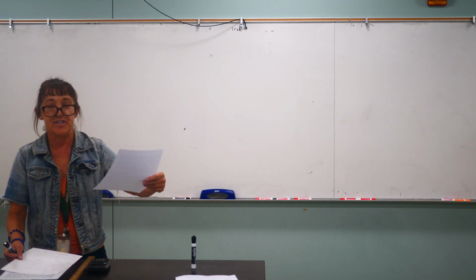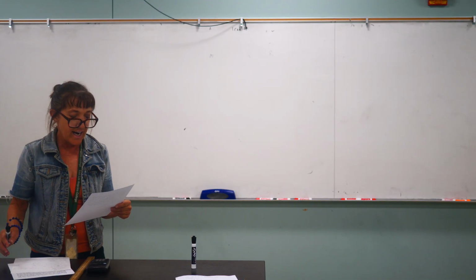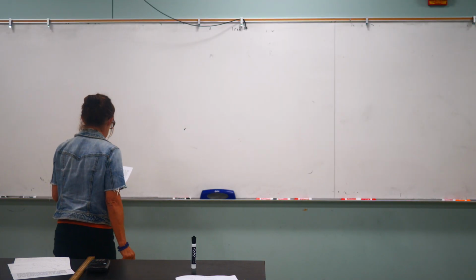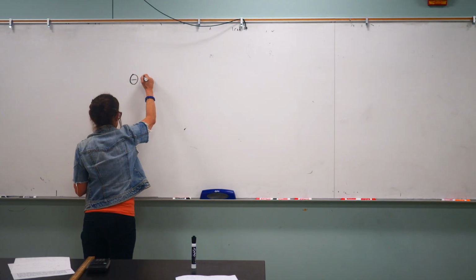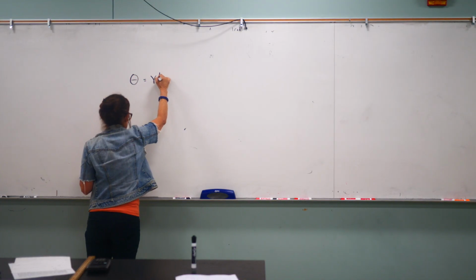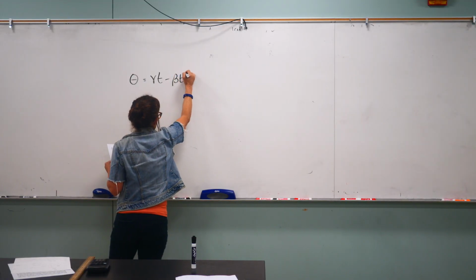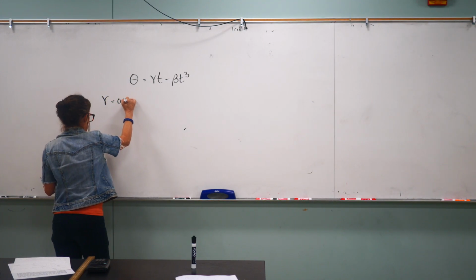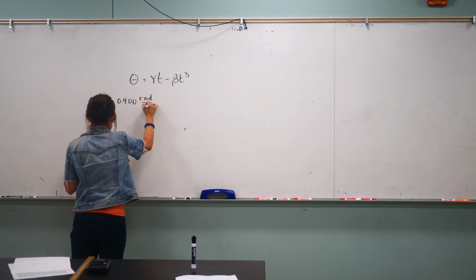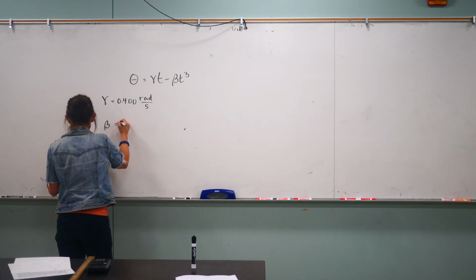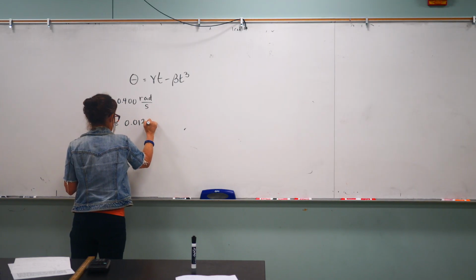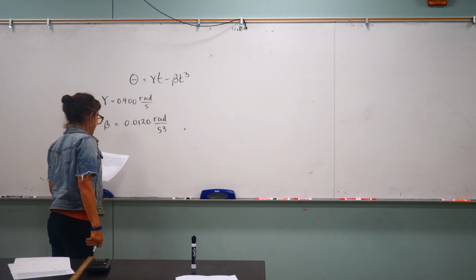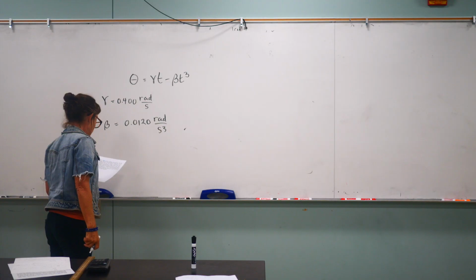This one is number 9.5 in your textbook. It says a child is pushing a merry-go-round. The angle through which the merry-go-round has turned varies with time according to theta equals gamma t minus beta t cubed, where gamma equals 0.400 radians per second and beta equals 0.0120 radians per second cubed. Calculate the angular velocity of the merry-go-round as a function of time.